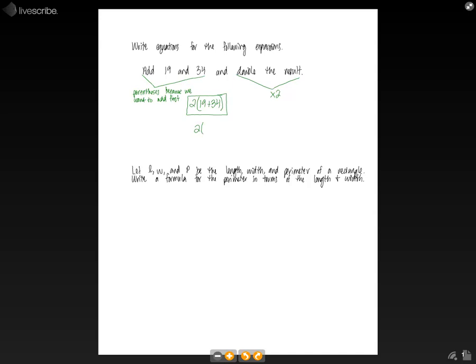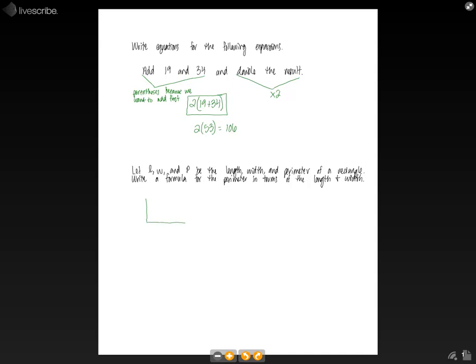And if we were actually going to solve this, 19 plus 34 is 53. Then we double the result. We would get 106. The next problem says let L, W, and P be the length, width, and perimeter of a rectangle. And we are supposed to write a formula for the perimeter in terms of the length and the width.